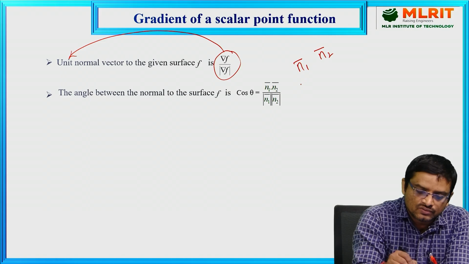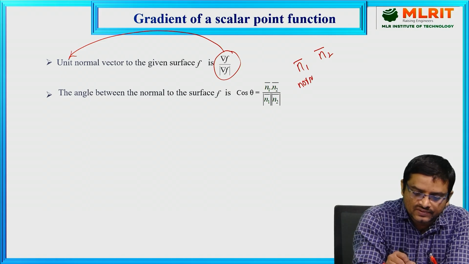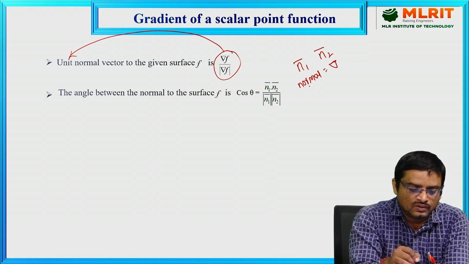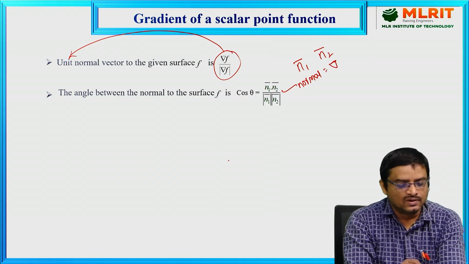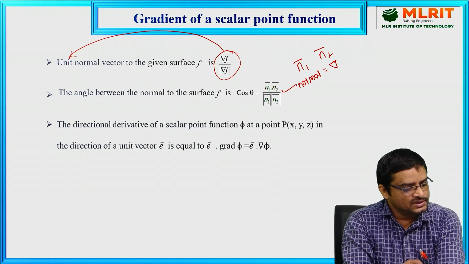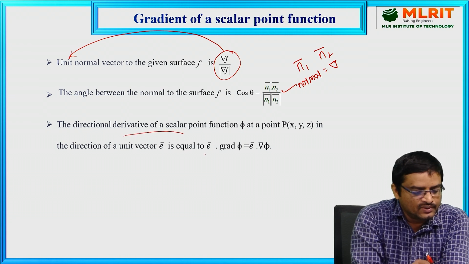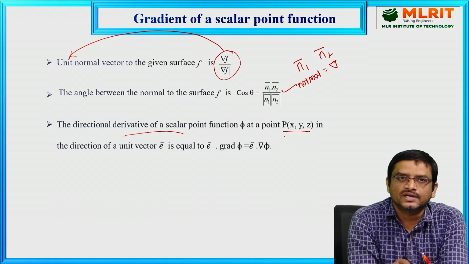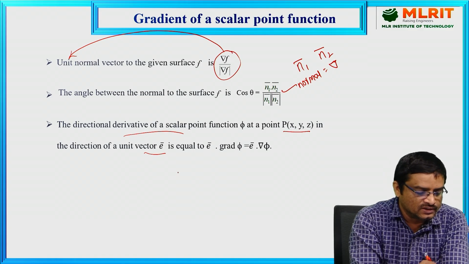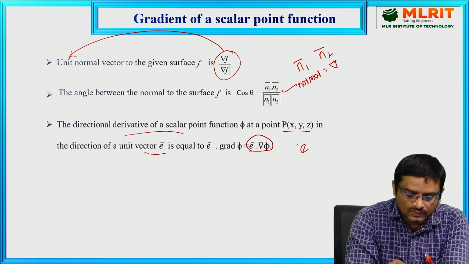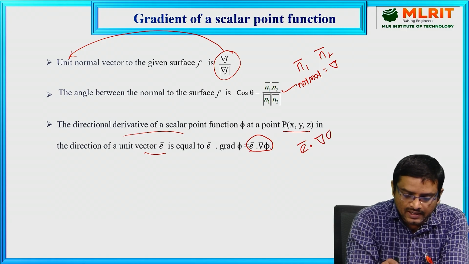Now whenever we want to find out the normal vector for the given surface, it is enough to find out the gradient value for this scalar point function. Okay. So now by using this formula, we are going to find out the angle between the normals to the surfaces. Now this is very important. Then the directional derivative of a scalar point function phi at the point P of x comma y comma z in the direction of unit vector e bar is given by e bar dot gradient of phi.